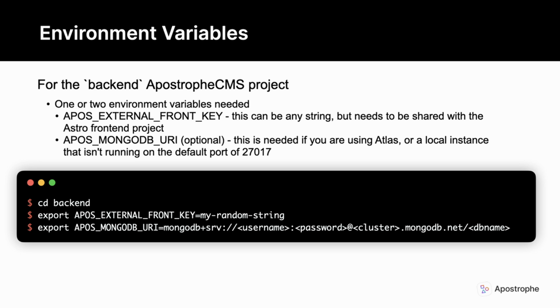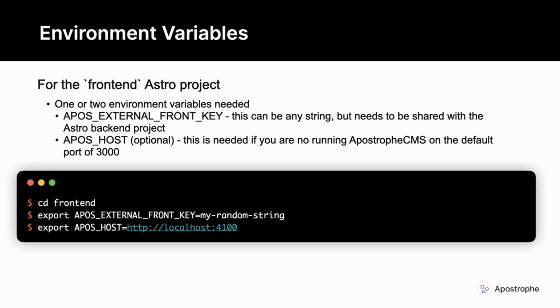There's another environment variable you may need. For the MongoDB connection, if you're using Atlas or running MongoDB locally on a port other than the default 27017, you'll need to set the APOS_MONGODB_URI environment variable. So for Atlas, you'll need to add the password as well as other information that MongoDB will give to you in the configuration.